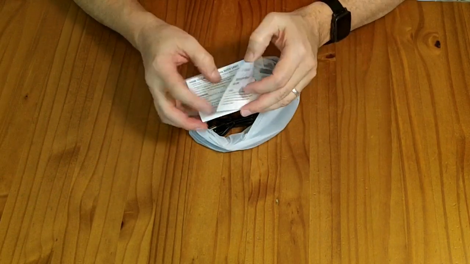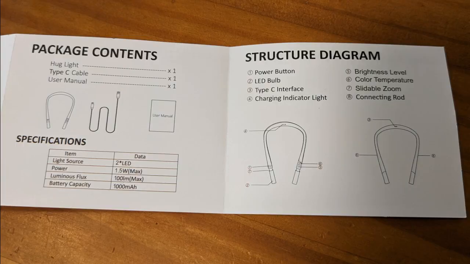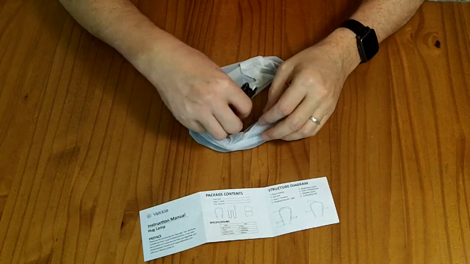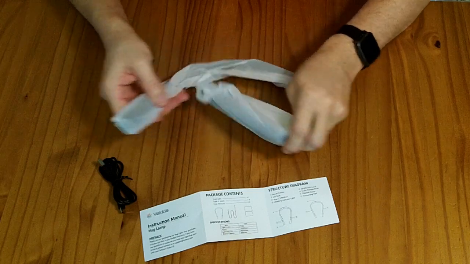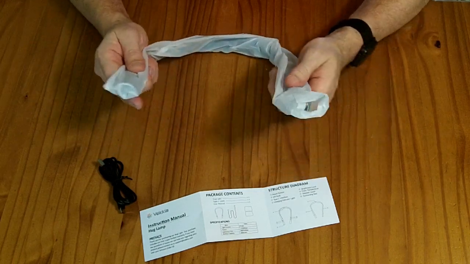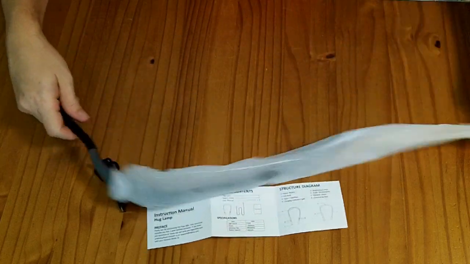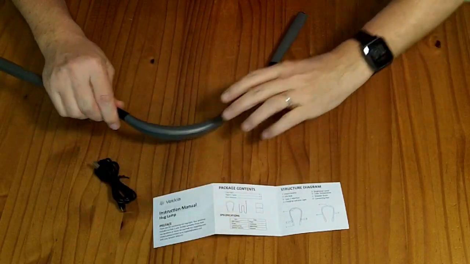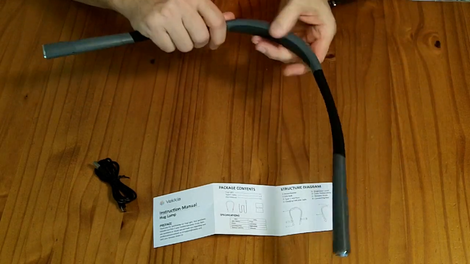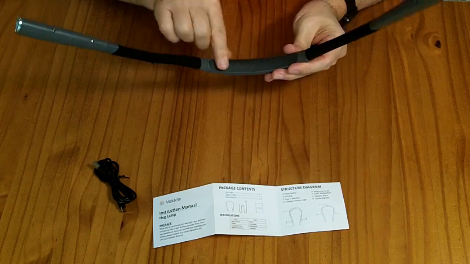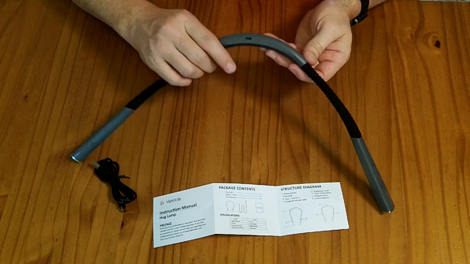So in the packaging, you get a little instruction manual here, a cable, which is a USB-A to USB-C charging cable, and then this flexible neck light. And this is the gray color neck light. It has a piece in the back which has kind of a solid plastic back and then kind of a rubbery texture thing here that goes against your neck. There's a USB-C charging point there.